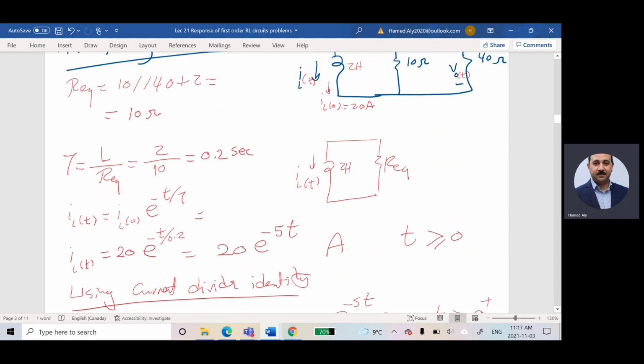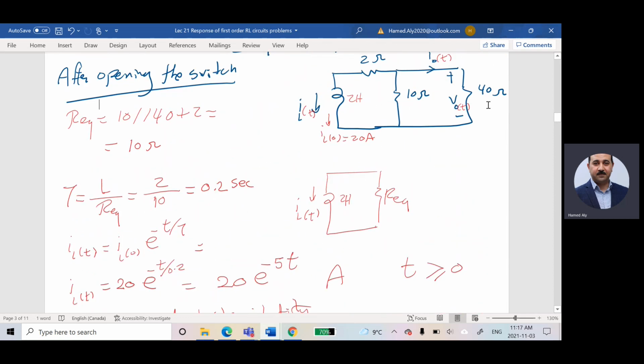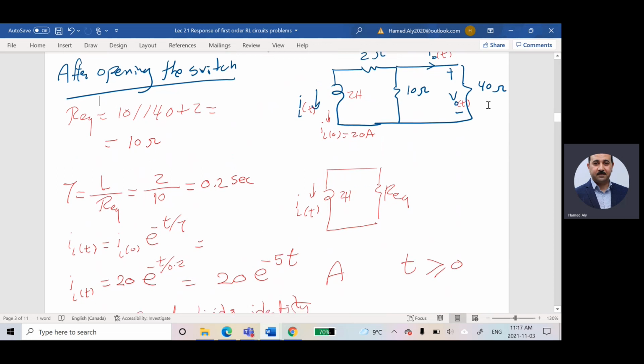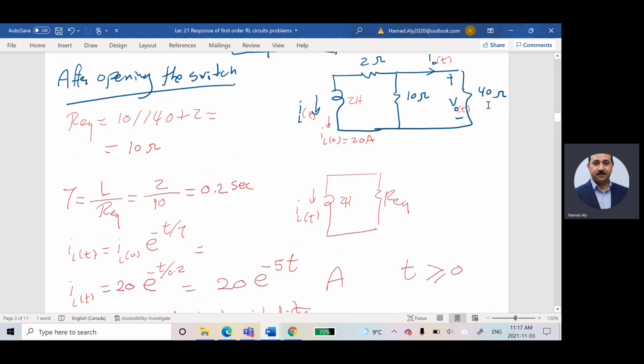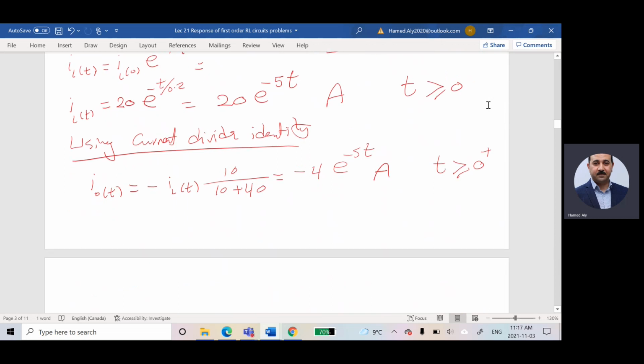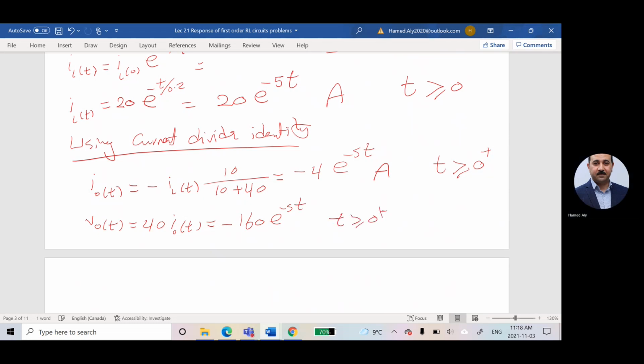Now he asked me to calculate VO. VO is equal to 40 times IO. It's straightforward. So if you would like to calculate VO, I can say VO of T is equal to 40 multiplied by IO of T, and this will be equal to negative 160 times e to the power negative 5t in case of t greater than or equal to 0. Positive as well, because before that, the voltage was equal to 0.